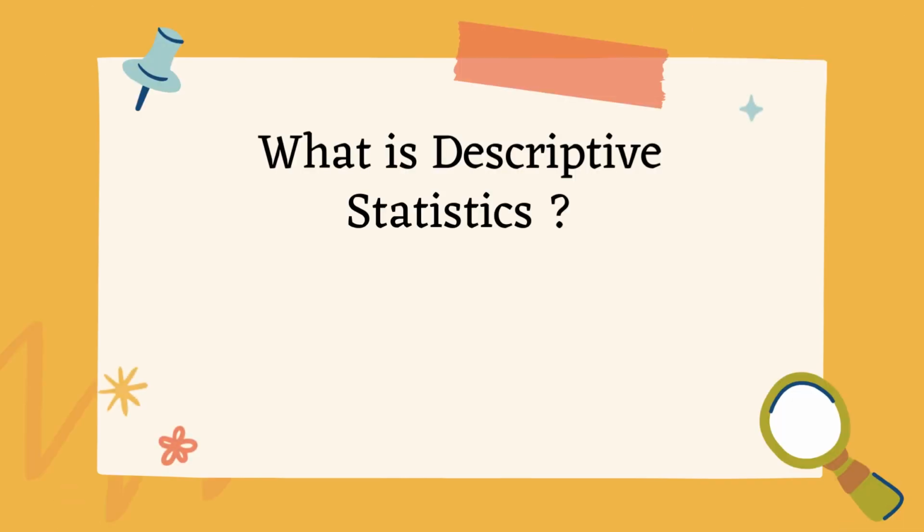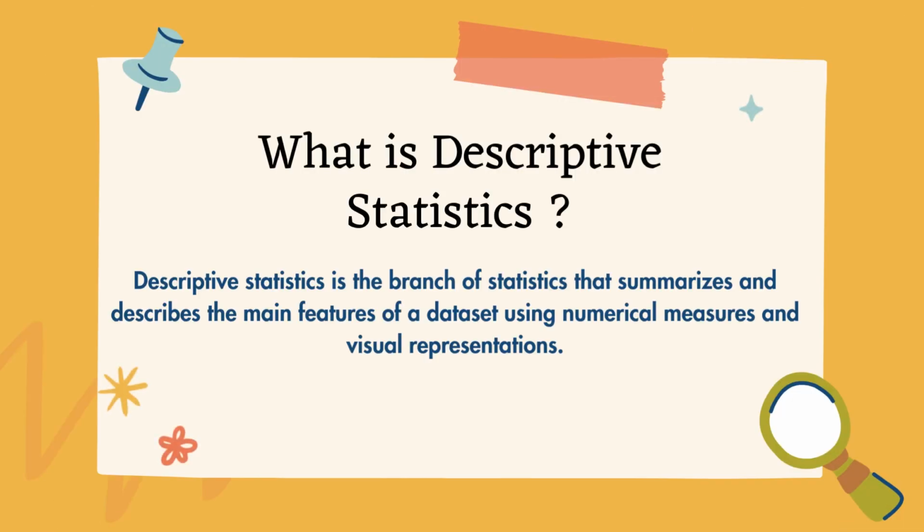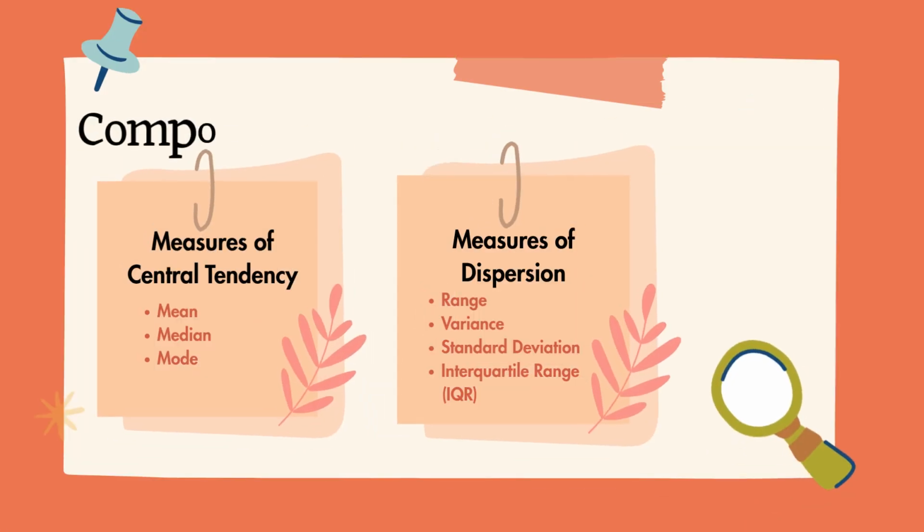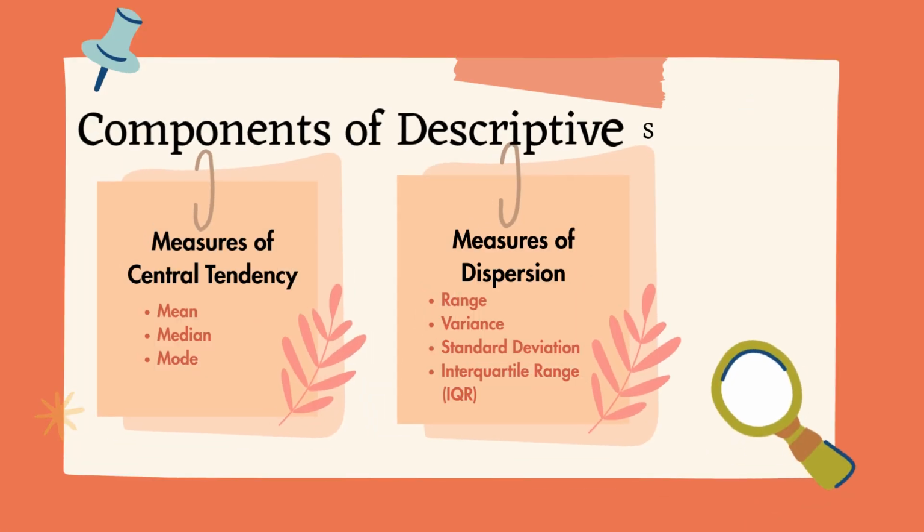Let's get started. So, what is descriptive statistics? It is the branch of statistics that summarizes and describes the main features of a dataset, using numerical measures as well as visual representations. It has two main components: measures of central tendency, which show the center of the data, and measures of dispersion, which show how the data is spread.